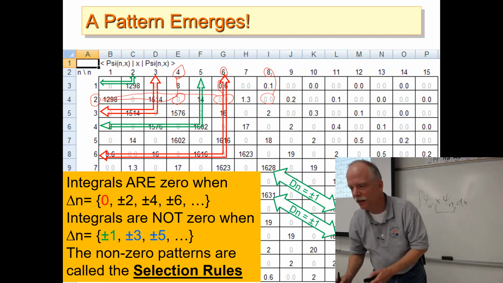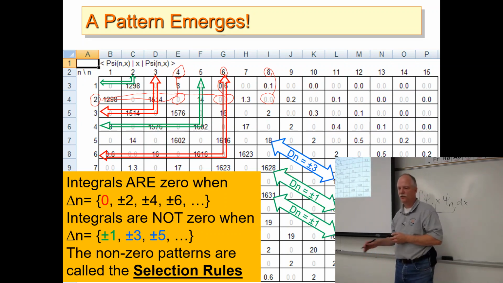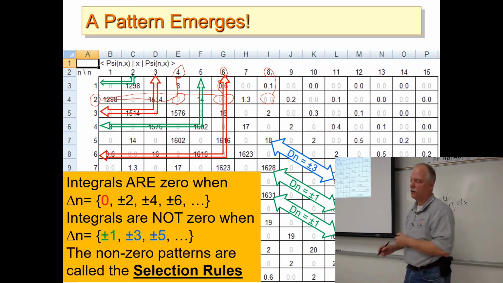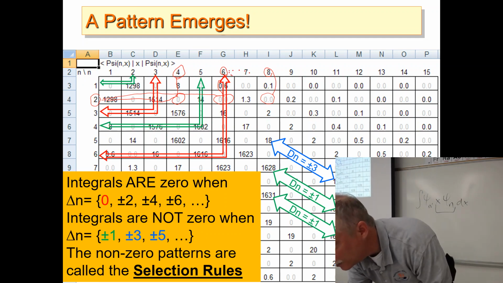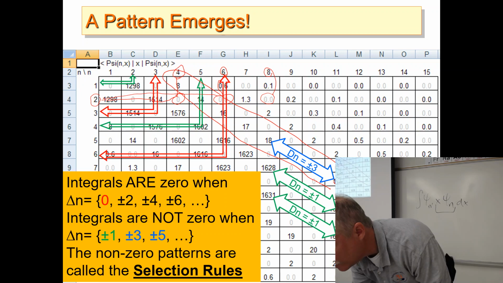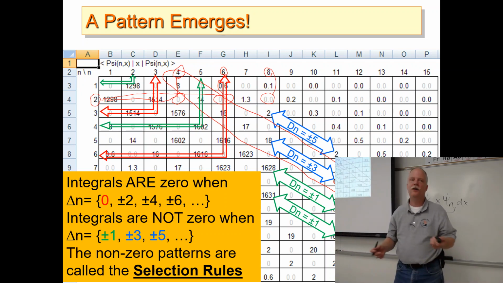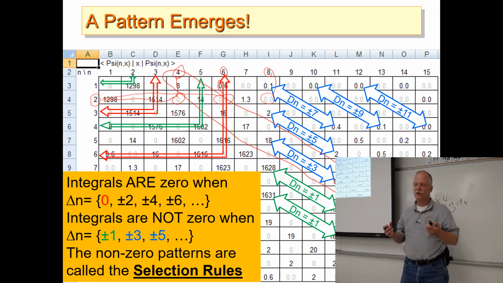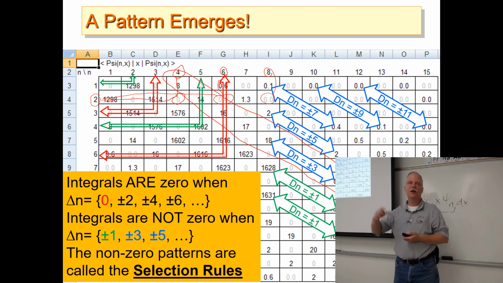There's some 5s here. Okay, so this whole diagonal right here is the change in quantum number of plus 3. And this diagonal is plus or minus 5. This diagonal is plus or minus 7, 9, 11. So all of those odd values.